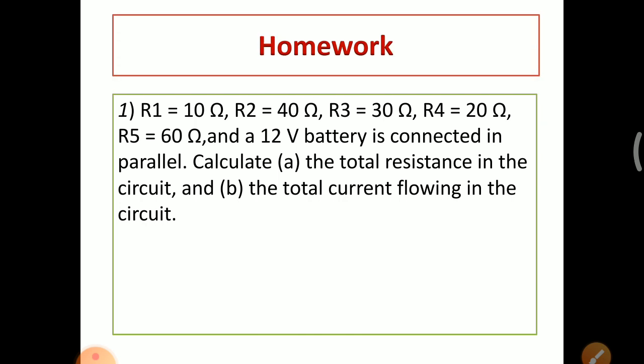This is the homework question. R1 equal to 10 ohm, R2 equal to 40 ohm, R3 equal to 30 ohm, R4 equal to 20 ohm, R5 equal to 60 ohm, and a 12 volt battery is connected in parallel. Calculate A, the total resistance in the circuit, and B, the total current flowing in the circuit.